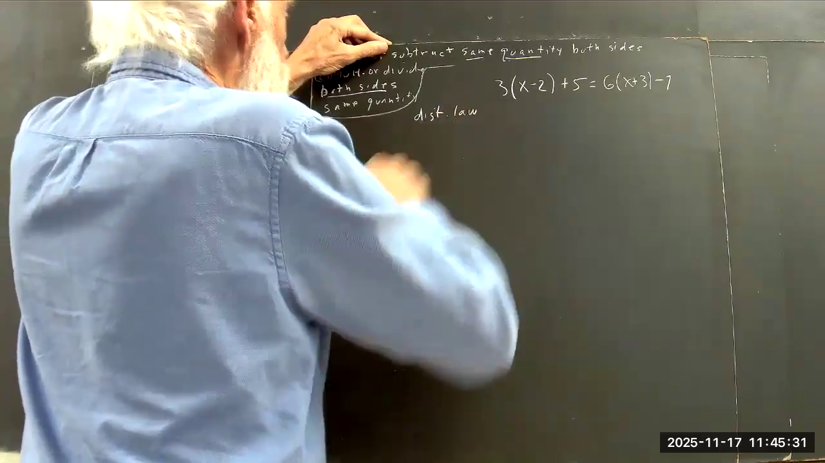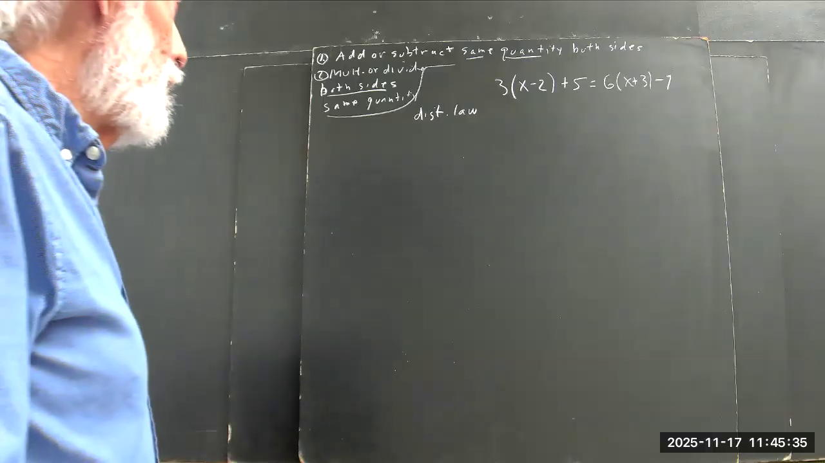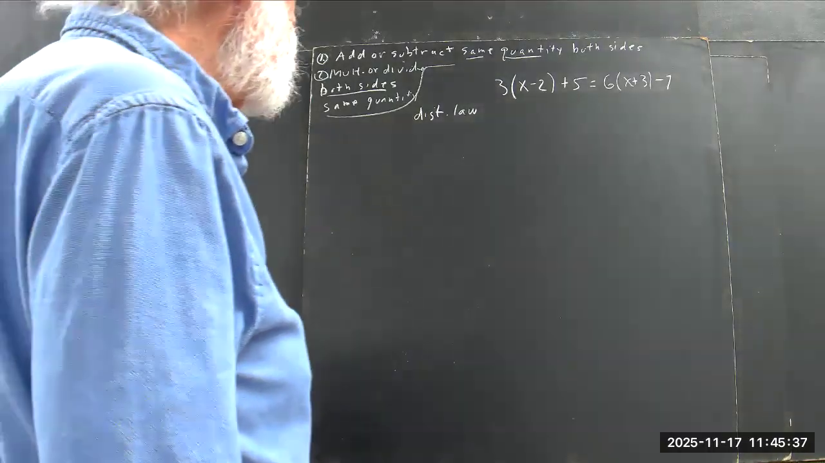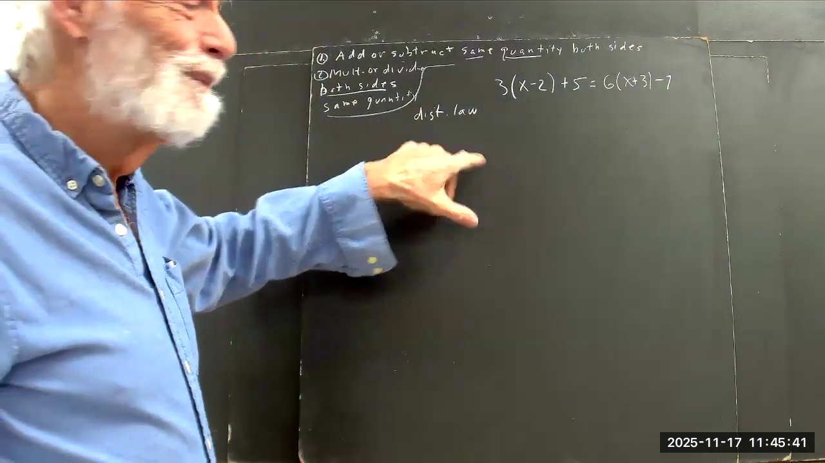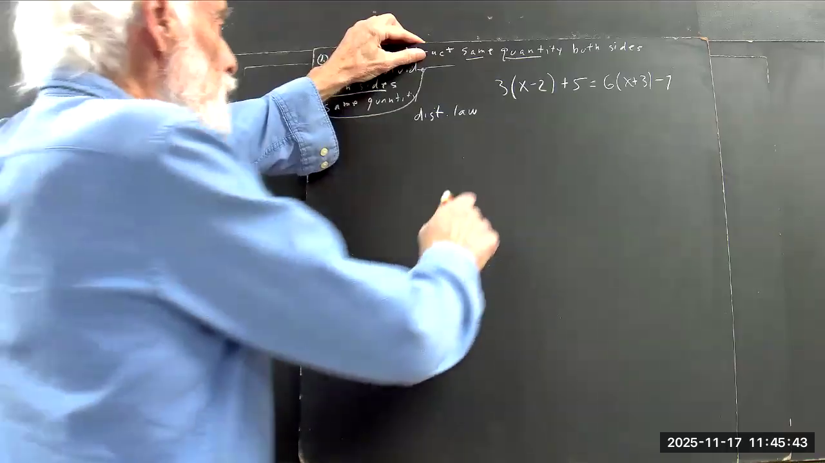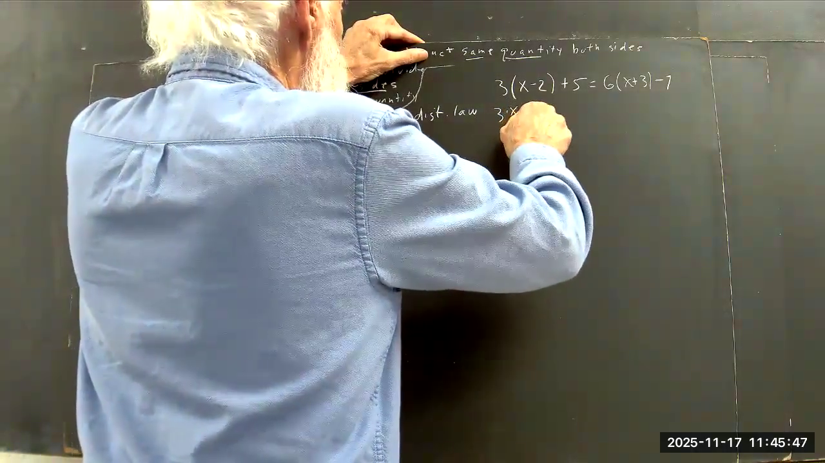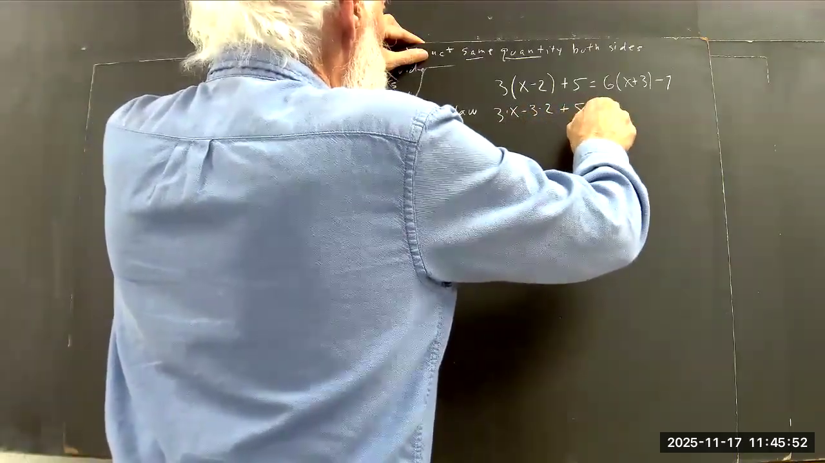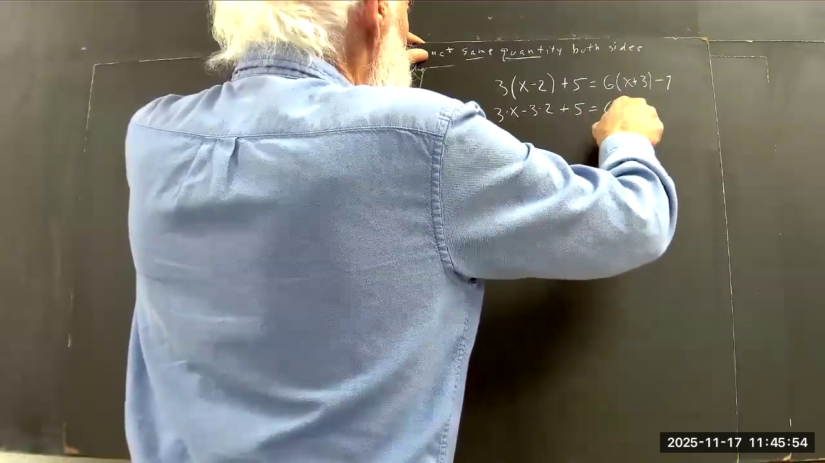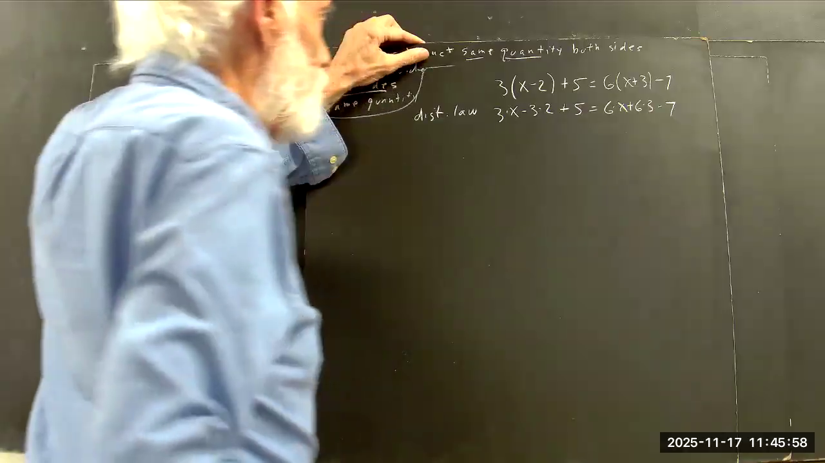We can abbreviate it. You don't have to write out all those letters. Distributive is a lot to write. Okay, distributive law, abbreviated, means that we have 3 times x minus 3 times 2 plus 5 equals 6 times x plus 6 times 3 minus 7.